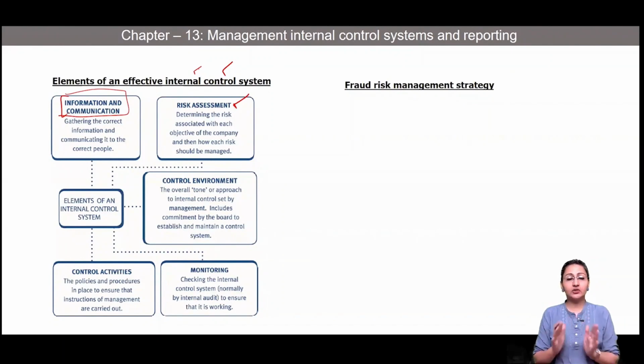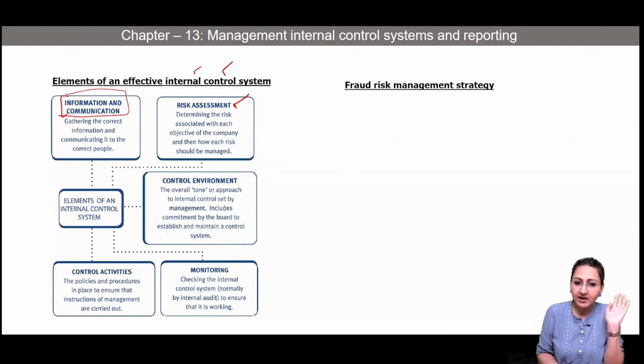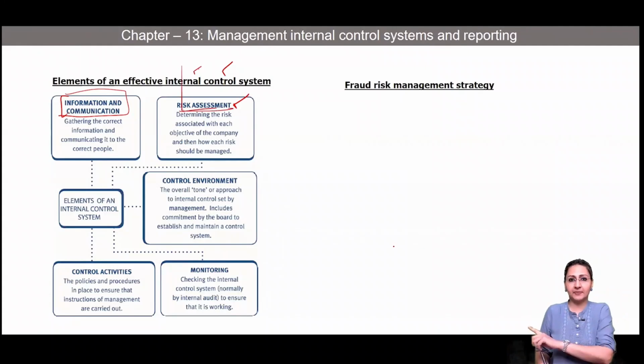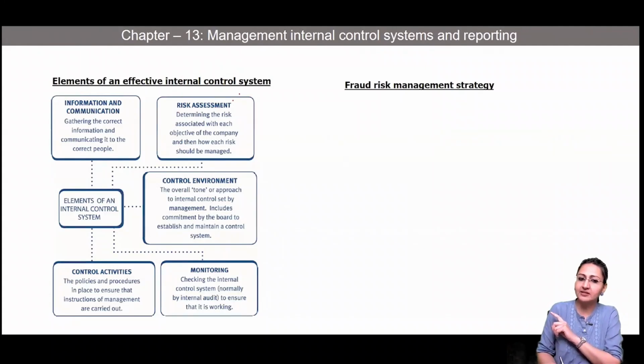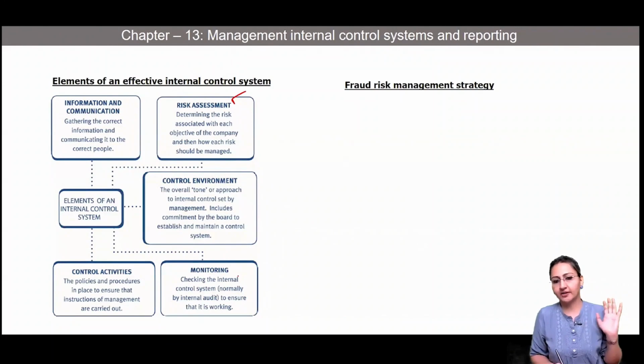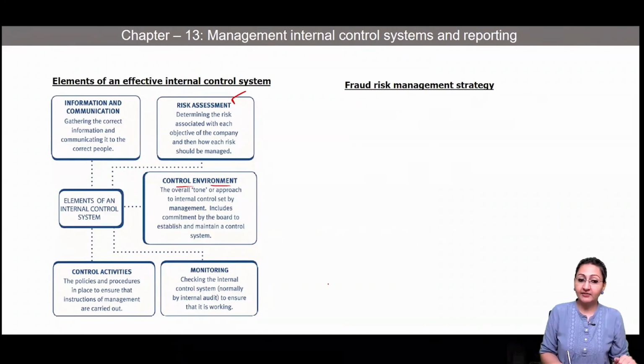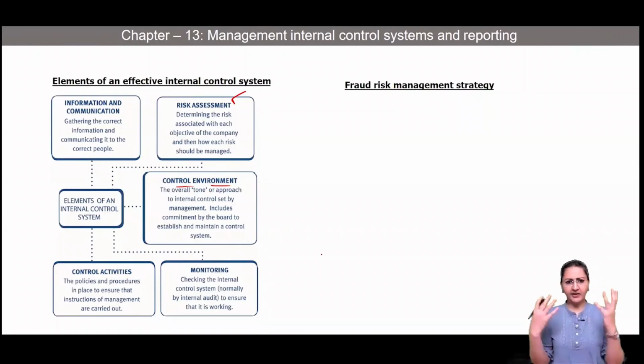That means the internal control system should identify that if, for example, the door of the warehouse is not locked, there is a chance of theft happening. That means you are assessing the risk which can happen, and accordingly you need to place an internal control here. Then the control environment, overall environment where control needs to be done, because maybe there are good controls already in place. So you need to understand the control environment also.